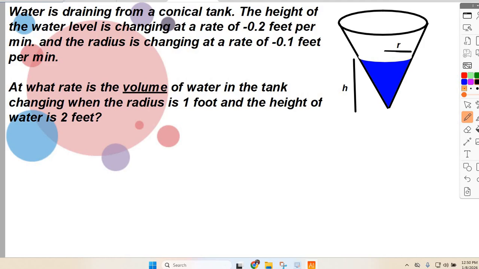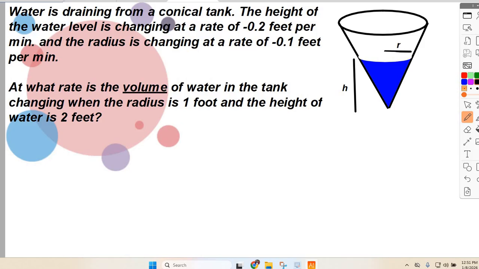Alright, we have our cone problem first. So it says water is draining from a conical tank. The height of the water level is changing at a rate of -0.2 feet per minute, and the radius is changing at a rate of -0.1 feet per minute. At what rate is the volume of the water changing when the radius is 1 foot and the height of the water is 2 feet?